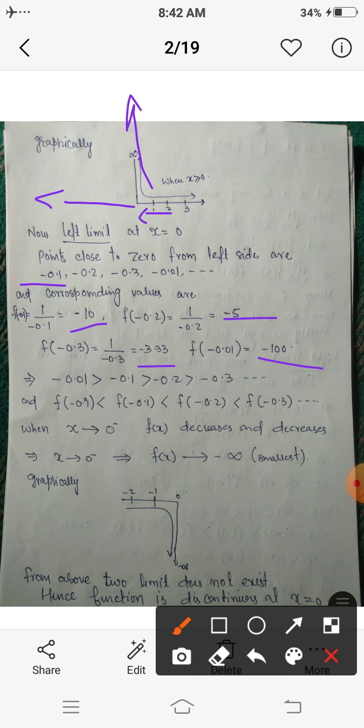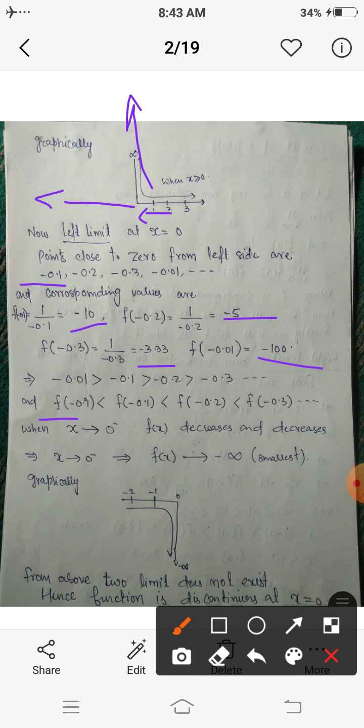This means that if we consider the points, -0.01 is greater than -0.02, which is greater than -0.3. But the value of the function at these points is f(-0.01) less than f(-0.1), which is less than f(-0.2), and so on and so forth.